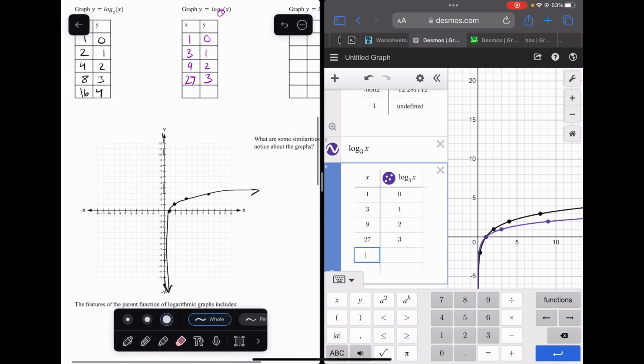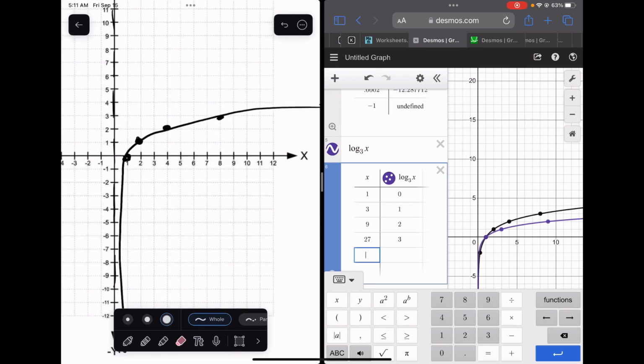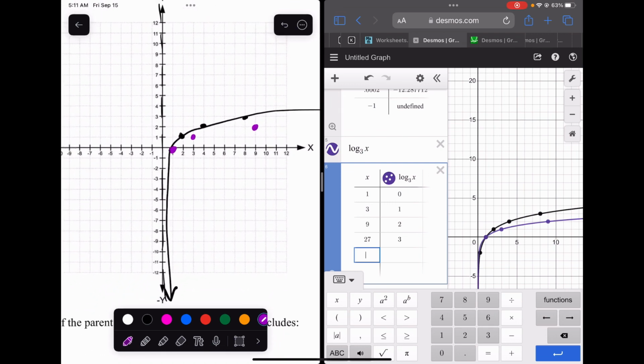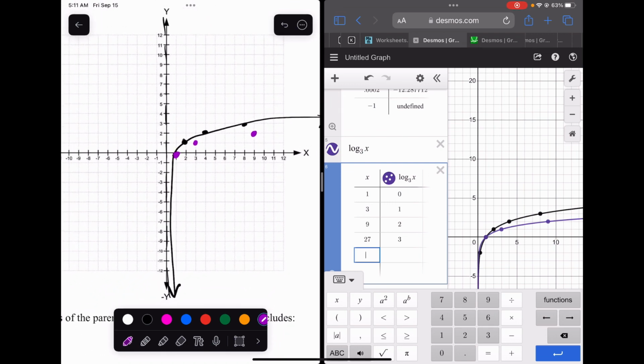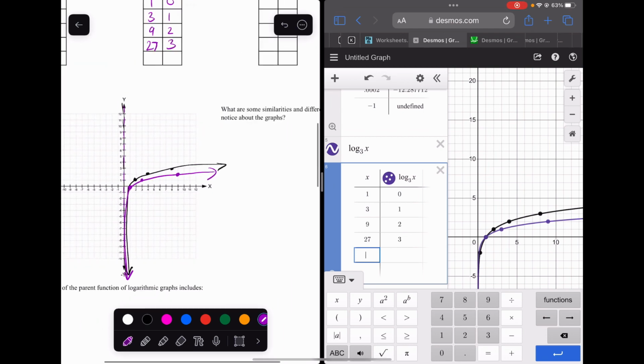All right. So let's go ahead and graph. We get 1, 0. Oh, I did not mean to erase that. We get that guy. Then we go to 3, 1, and then 9, 2. Now, of course, 27, 3 is off the chart, but we can always go ahead and graph our little asymptote here. And this is our next function.